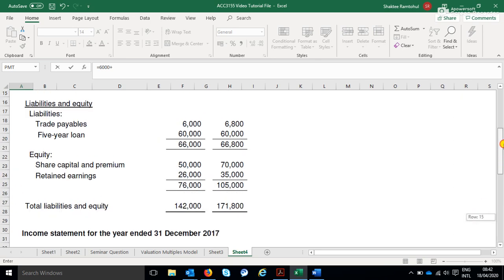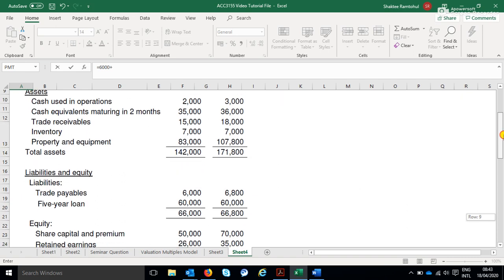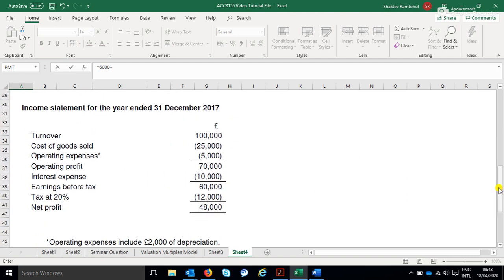And then let's look at the cost of goods sold figure. So that's 25,000. And we also pay for operating expenses, 5,000. So in all, we would have paid 30,000. I hope you agree with me. But we're told operating expenses include 2,000 pounds of depreciation. Hang on. Do we actually pay depreciation or is depreciation simply an estimate? You're right. It is an estimate.